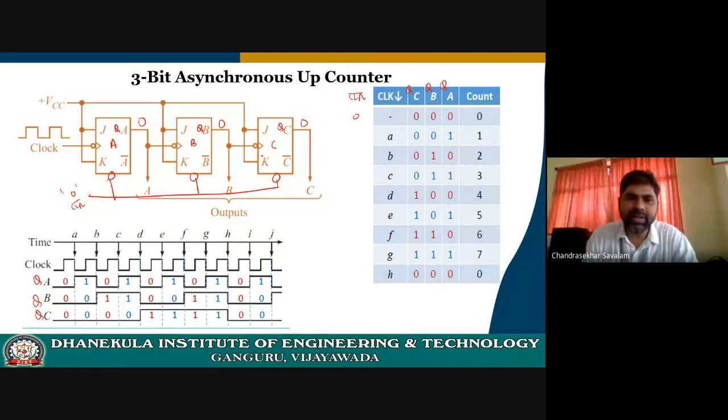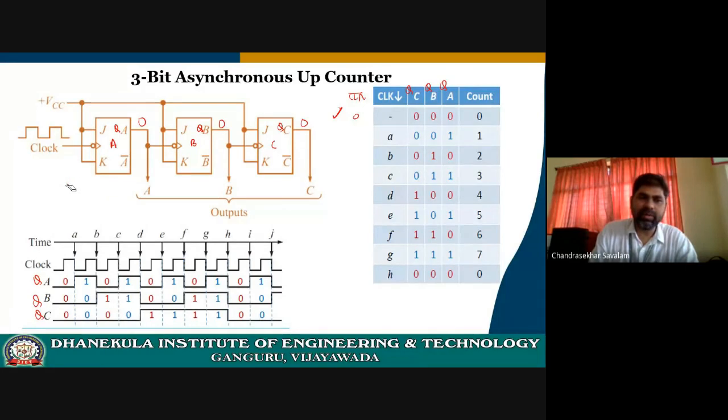Do you understand this, students? This is the initialization, the first step. Because of the clear, all the outputs are 0, 0, 0. This is called initialization of the outputs by using the asynchronous inputs. Okay, students? You need to understand that. For a simple circuit, I just remove this asynchronous input. So now this stage is completed.